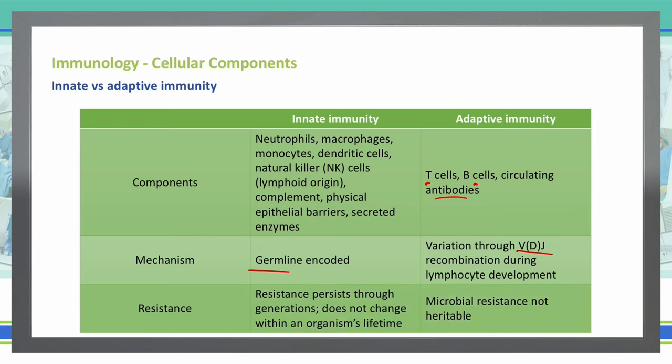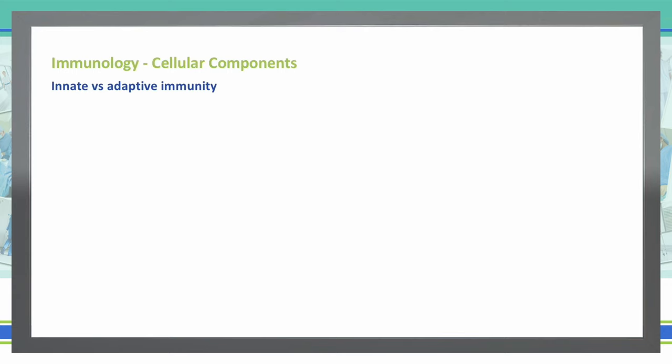As far as resistance goes, the innate immunity has resistance that comes through generations. Okay, this doesn't change during an organism's lifetime because all of those cells are coded for by the germline. The adaptive immunity, however, because it does have that recombination that continuously occurs, microbial resistance isn't heritable. All right, so that means that an individual cannot have resistance passed on to them by someone above them in their genetic line. Let's continue on and discuss the response to pathogens, secreted proteins, and key features of pathogen recognition between these two different types of immunities.